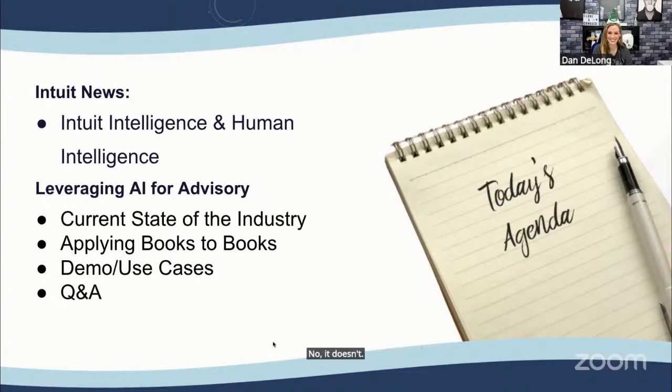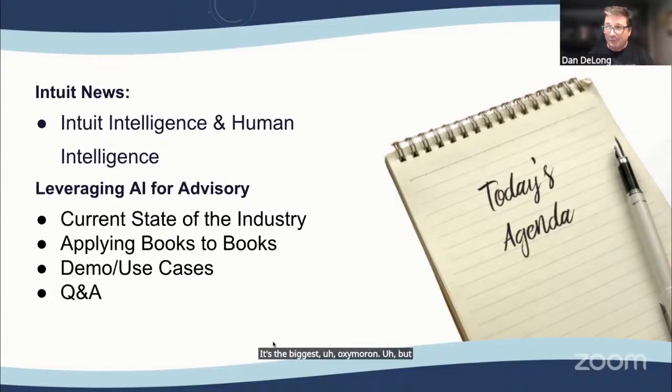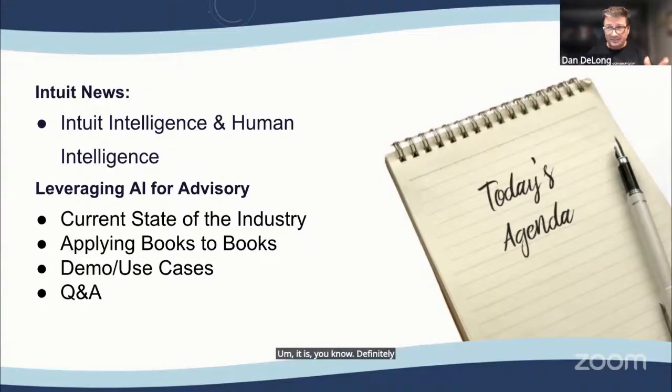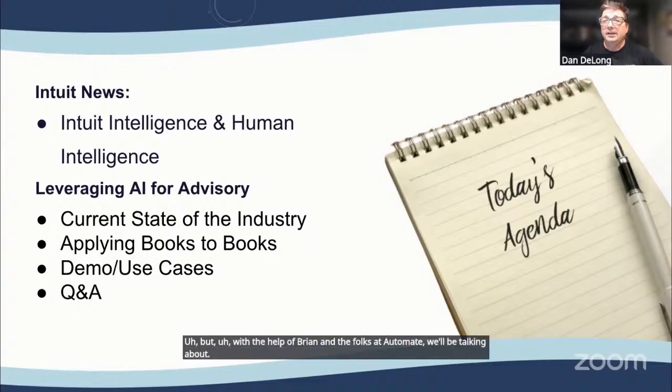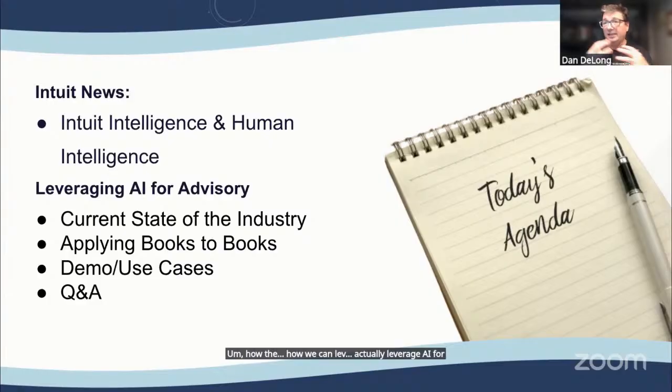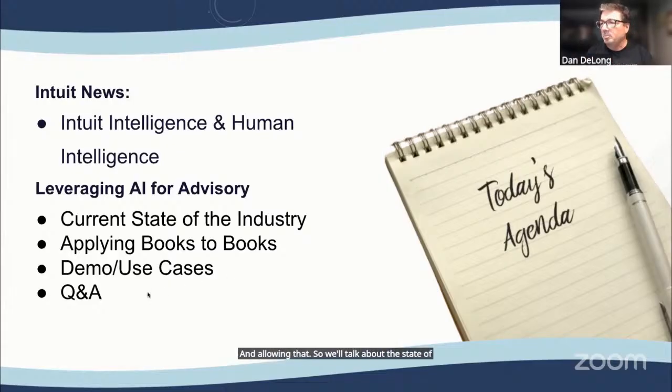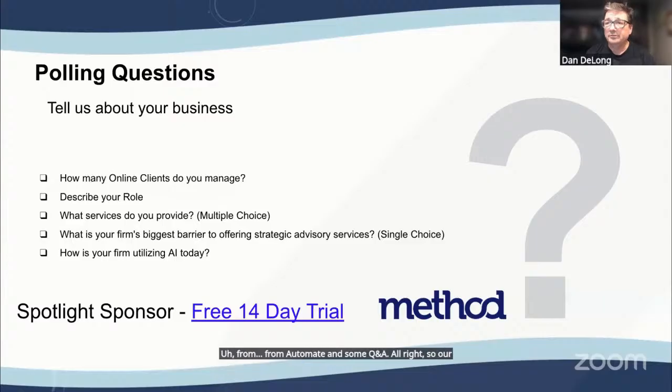It's the biggest oxymoron. But then after that, we'll be talking about how to leverage AI for advisory. It is definitely top of Intuit's mind about how to use AI. But with the help of Bryan and the folks at Autymate, we'll be talking about how we can actually leverage AI for making advisory and allowing that. So we'll talk about the state of the industry, applying books to books, and then a demo from Autymate and some Q&A.